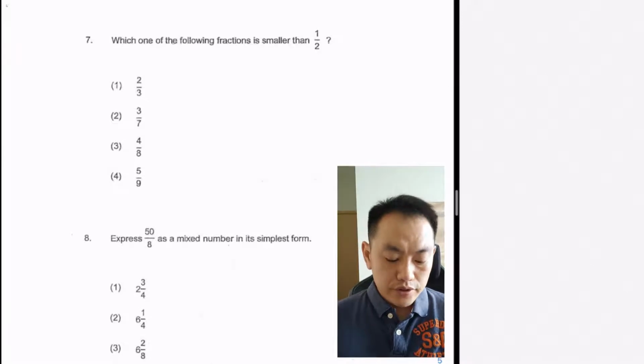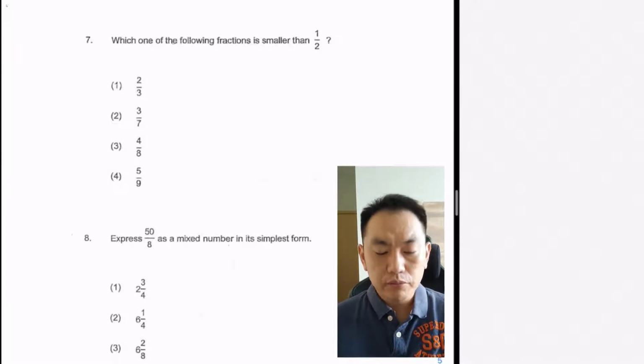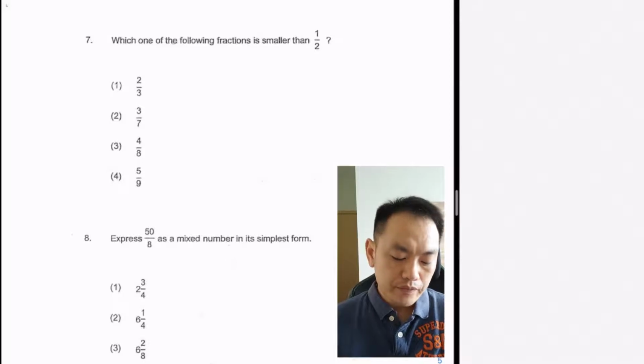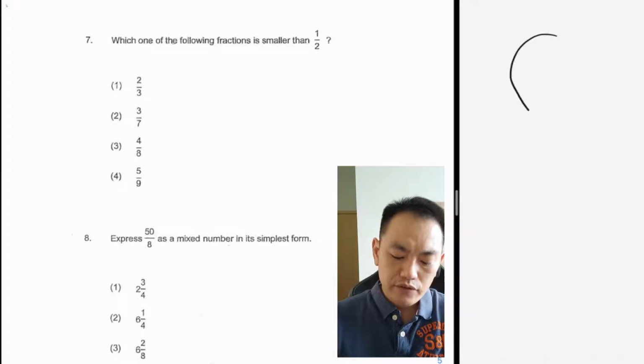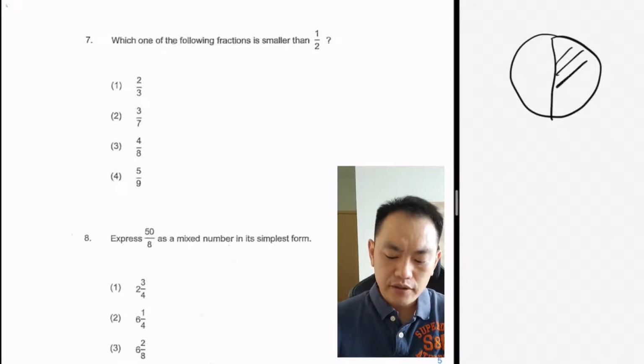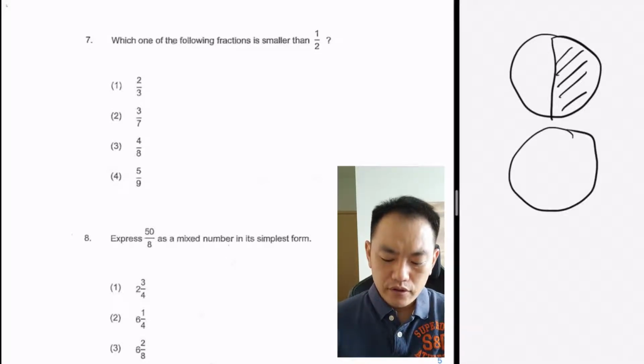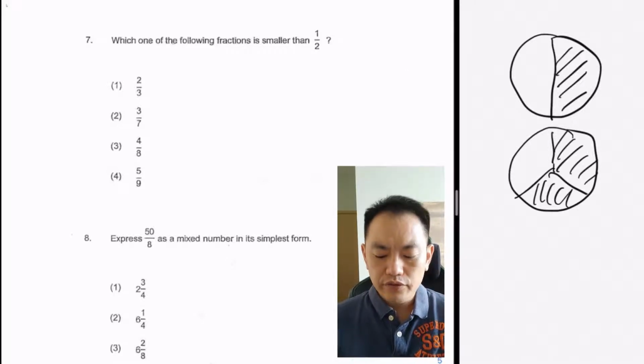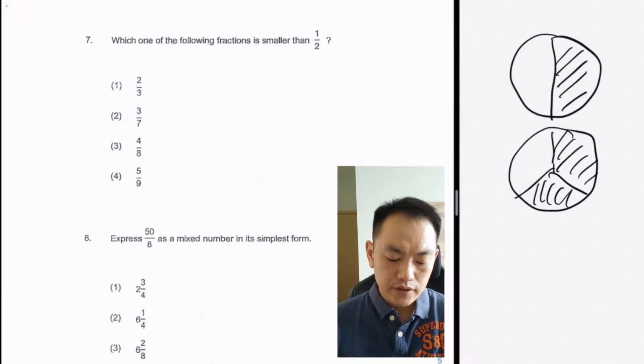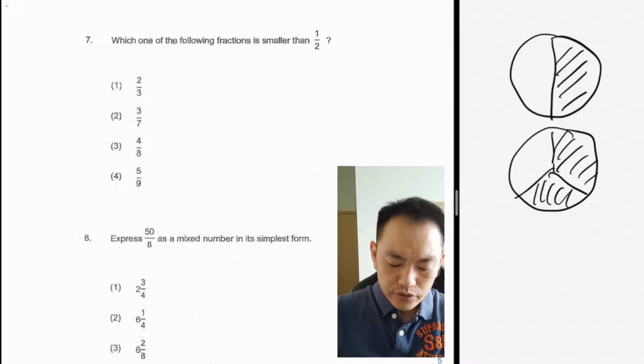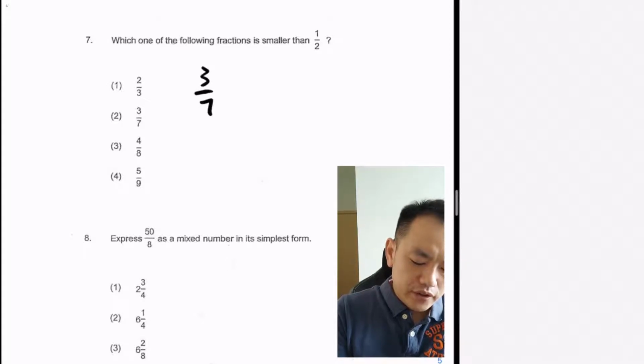Let's move on to question 7. Which one of the following fractions is smaller than half? There are a couple of ways of doing this. You can do a side-by-side comparison between the fraction and half, or you can draw a picture, because half, if you draw a pie or a pizza, is basically like this. For example, the first one, which is 2 out of 3, even with a rough drawing you can see 2 pieces out of 3 is definitely bigger than half. So that's not the answer. And then the second one, which is 3 over 7 and half.